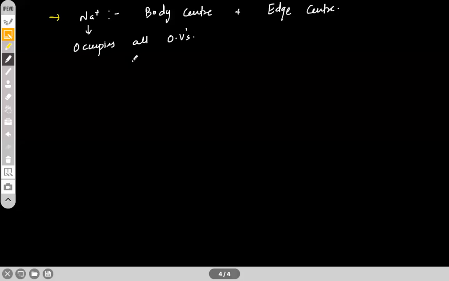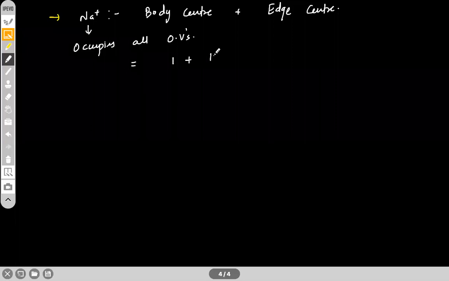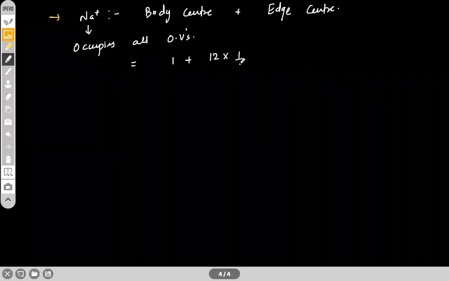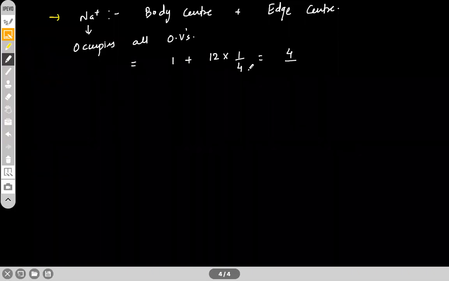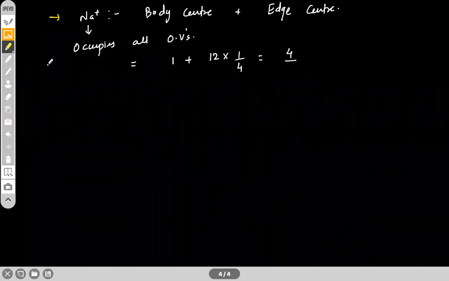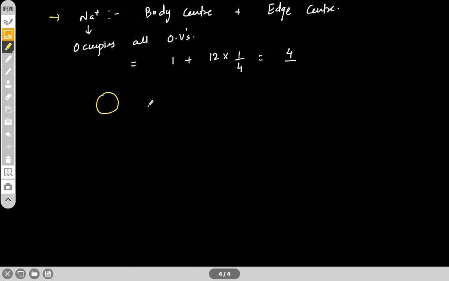So number of Na plus ions, if you count for body center, it is 1. Edge center, we have 12 edges. So 12 into 1 by 4 is the contribution of edge center, and hence it is 4. So we have 4 Na plus and 4 Cl minus effectively. Arrangement of this, if you see, all these anions are present like this.